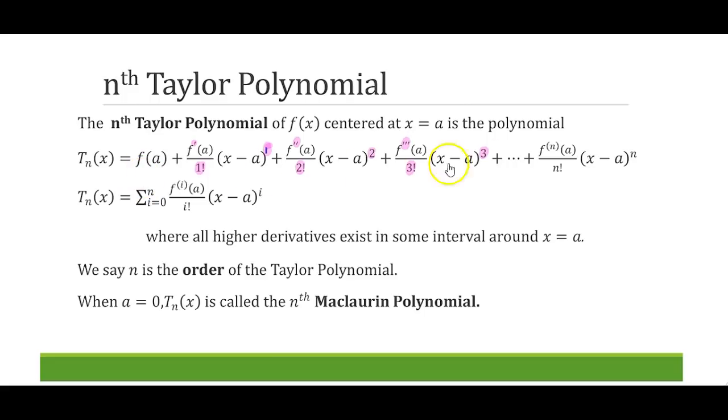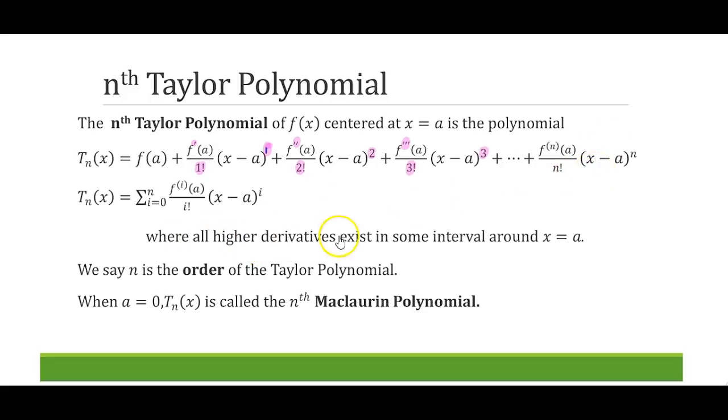So we can write this in condensed form as a series. So this series would go from i equals 0 to n, and we're taking the ith derivative at a over i factorial x minus a to the i. So we'd start at 0 because that's going to give us this first term, just f of a, and we're going to end at n, which is going to give us our nth term.